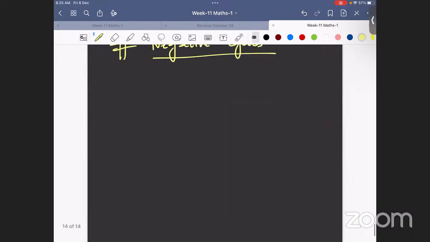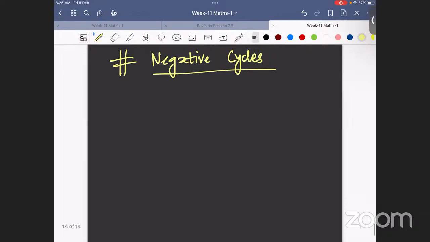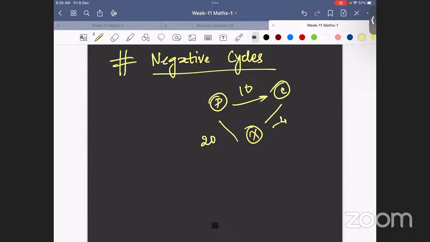So a negative cycle is such a graph where, when you add up all the weights, the total should be negative. That is what a negative cycle means. So if you have this P, C, X, where this is 10, this is 20, and this is minus 40, and we add up the weighted values, it comes out to be less than 0. So you will call this a negative cycle.